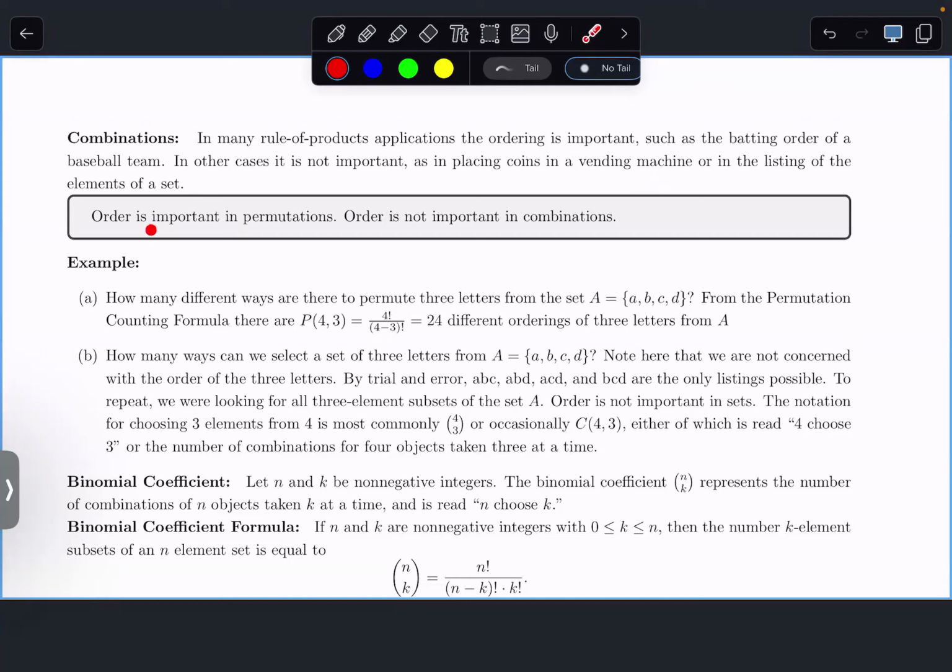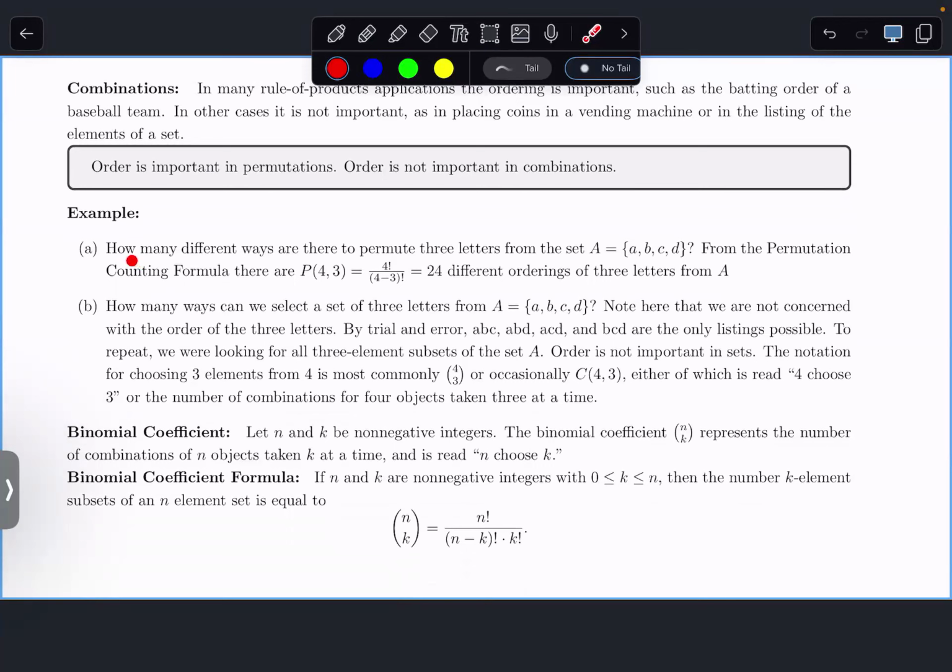So I've highlighted here, order is important in permutations and order is not important in combinations. And so what we're going to talk about now is combinations. The tricky part for us is going to be reading a question and figuring out, is order important or is order not important, because that'll determine which formula to use.